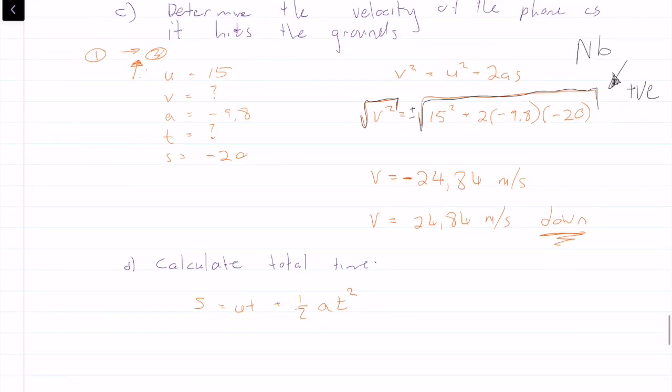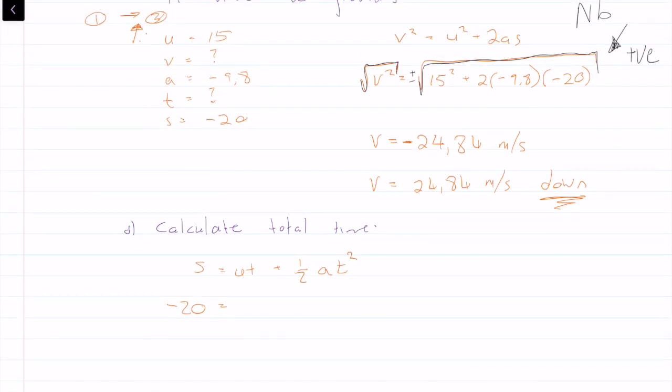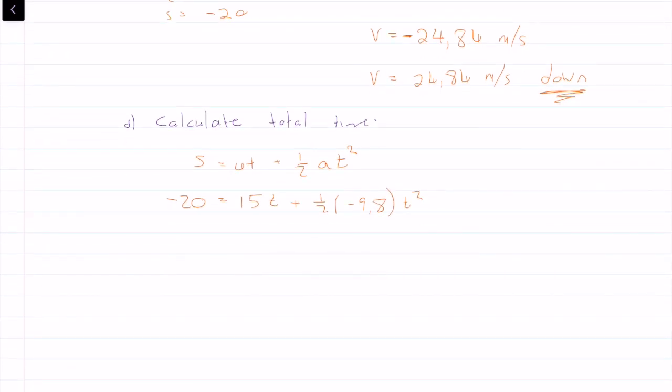Okay, so I think that equation can work. My displacement is minus 20, which is equal to my initial velocity times t, 15t, and this time I'm going to have plus a half times minus 9.8 t squared. Okay, so I'm going to move everything to the left hand side of the equation. So I'm going to have 4.9 t squared minus 15t minus 20 is equal to 0.